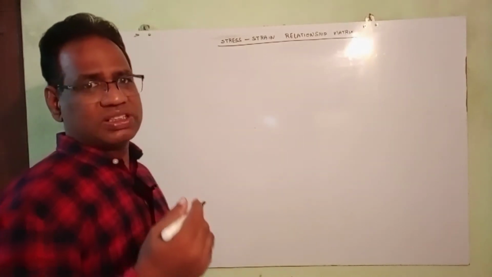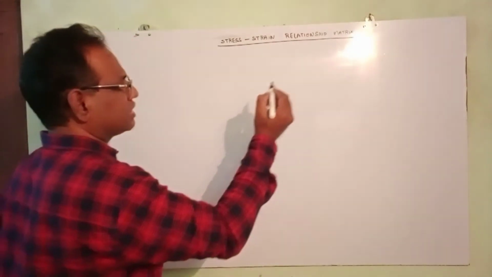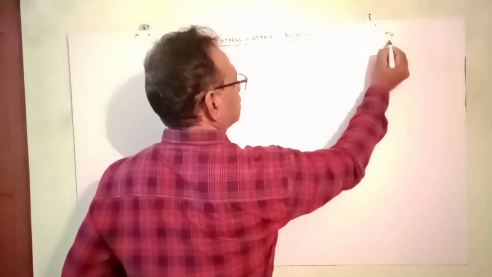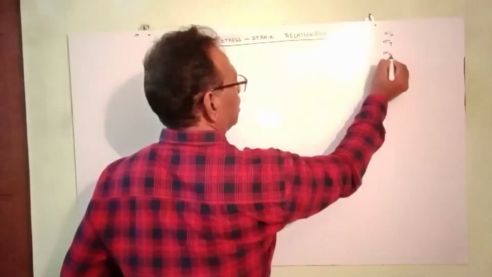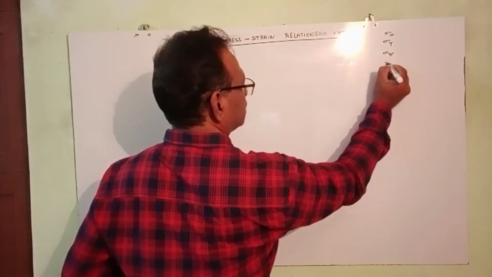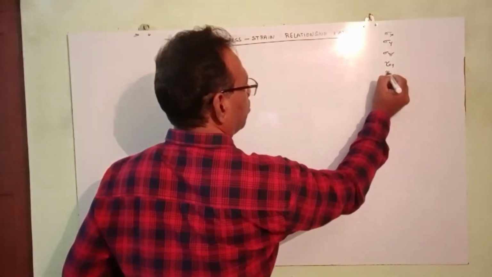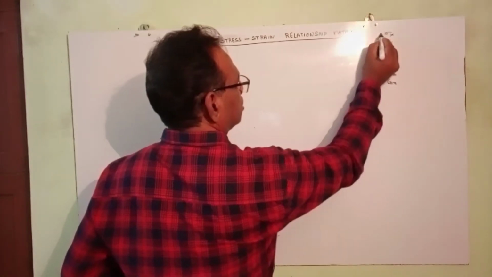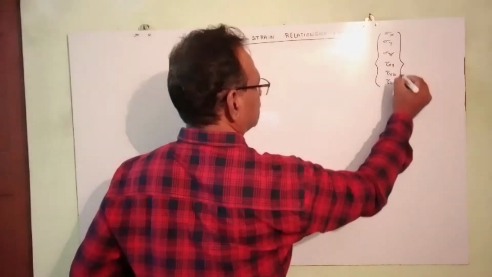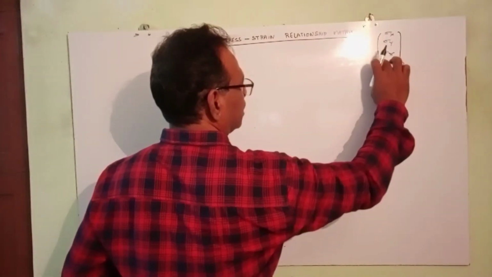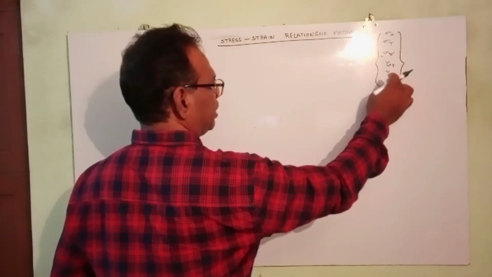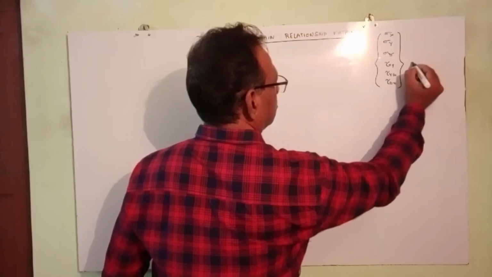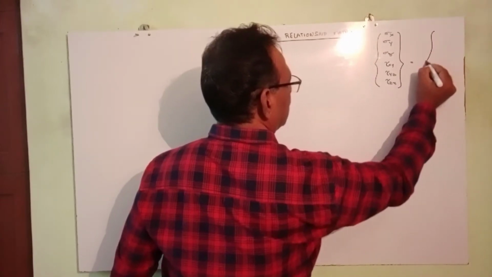From the previous discussions, I am going to consider 6 stresses: 3 linear stresses, sigma x, sigma y, sigma z, and 3 shear stresses, tau xy, tau yz, tau zx. So these are the 6 components of stresses. These are the linear stresses, and these are the shear stresses in the xy plane, yz plane, zx plane, which equal some relationship that I am going to derive here.